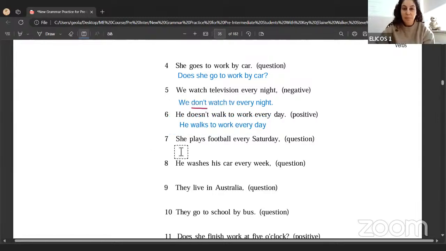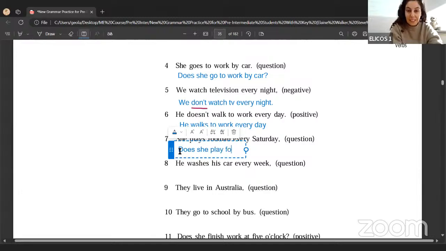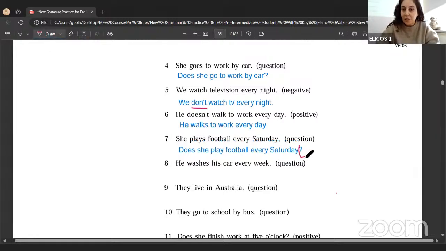Back to Peter. She plays football every Sunday. How do I make it a question? Does she play football every Sunday? And you can see it's asking about someone's routine. And make sure you add the question mark when you are writing. Yeah, and we have does because for he, she, it, we must say does, not do. Do is only for do you, do I, do we, do they.